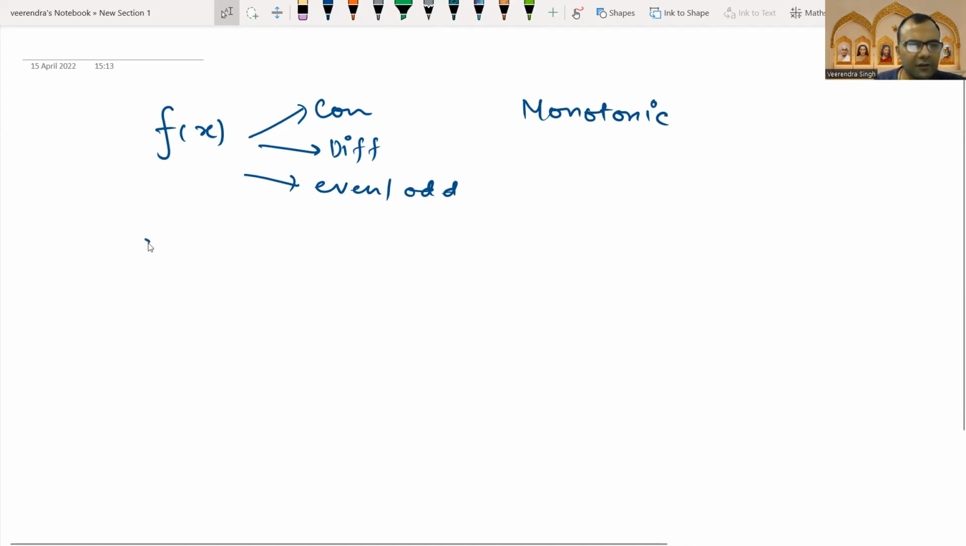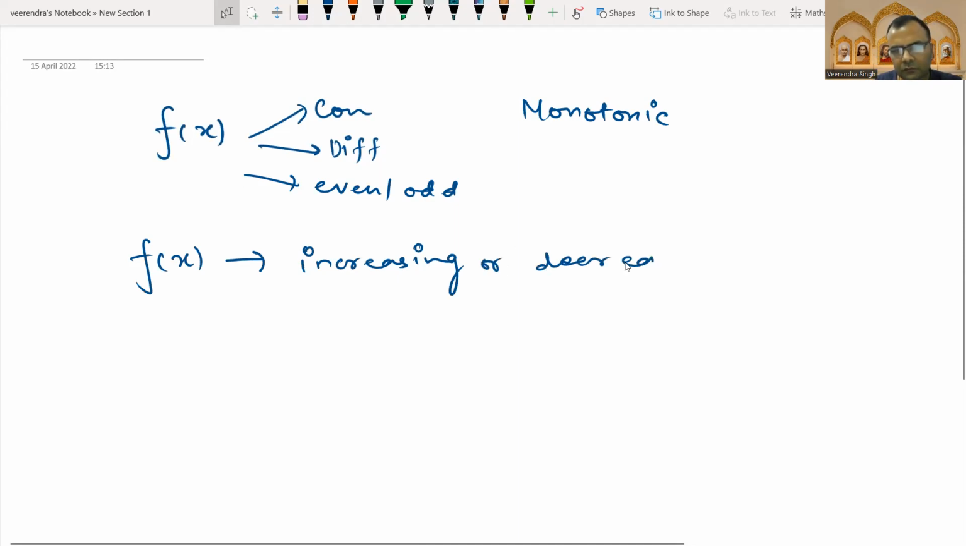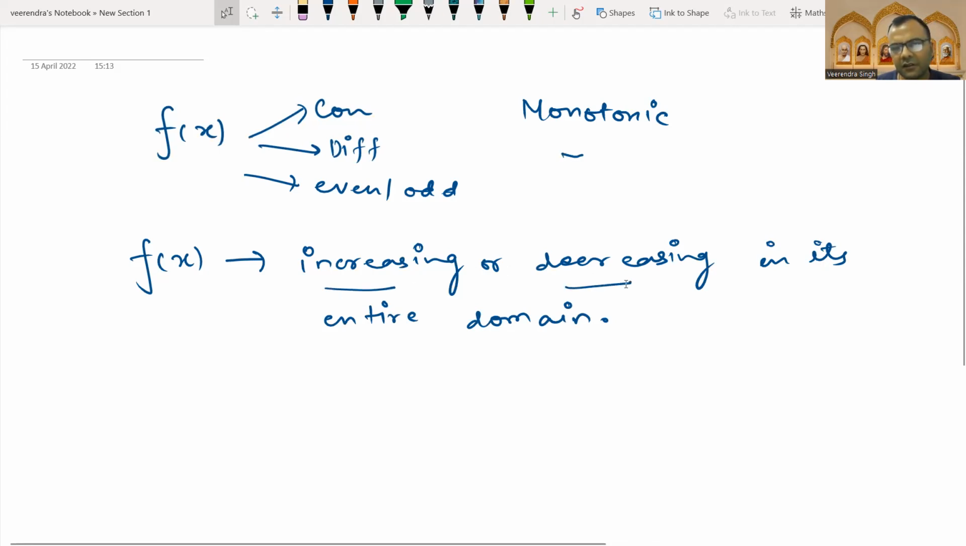When we say a function is monotonic, suppose we have a function f of x. When the function is either increasing or decreasing in its entire domain, we will say that the function is monotonic. What does monotonicity mean? That the function has the same kind of behavior, that is either increasing or decreasing.